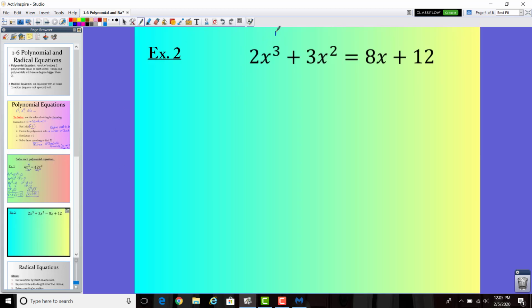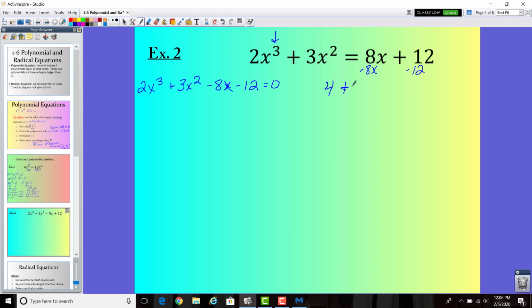Okay, here's another one. Again, my highest exponent is 3, so it now classifies as a polynomial equation, not linear or quadratic. So again, we need to get 8x over to the other side and 12 over to the other side. So I get 2x cubed plus 3x squared minus 8x minus 12. Now this is a 4-term polynomial. That means that eliminates the methods that we know of chart, which is for a trinomial, box, which is for a trinomial, and difference of two squares, which is for 2 terms. So the only method we know so far that we can use to factor this would be GCF. However, the GCF of these 4 terms is 1.